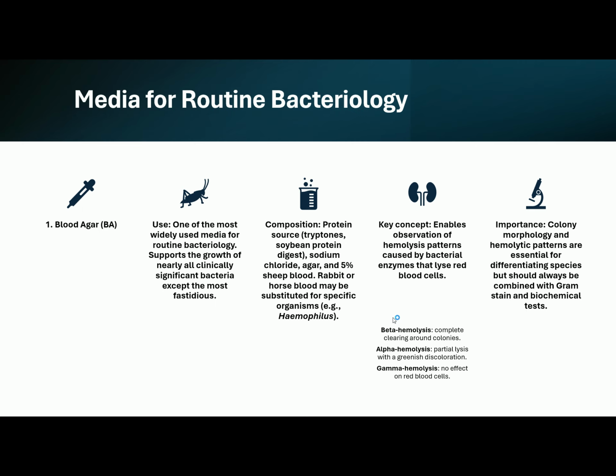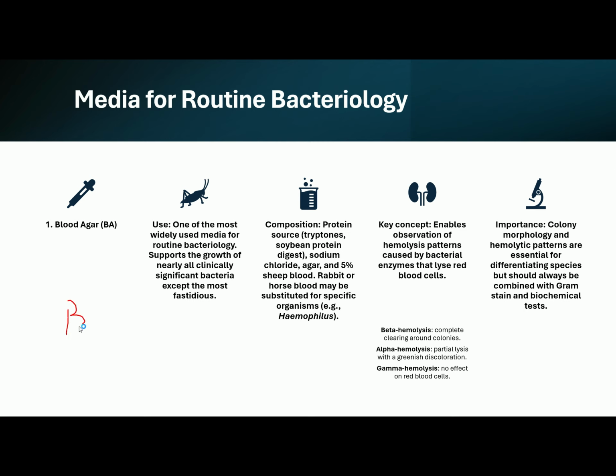Now let's talk about the different media for routine bacteriology. Let's start with the most common one, the blood agar. One of the most widely used media for routine bacteriology, it supports the growth of nearly all clinically significant bacteria except the most fastidious. It is composed of a protein source, sodium chloride, agar, and 5% sheep blood. Rabbit or horse blood may be substituted for specific organisms such as your Haemophilus. It enables the observation of hemolysis pattern caused by bacterial enzymes that lyse red blood cells.